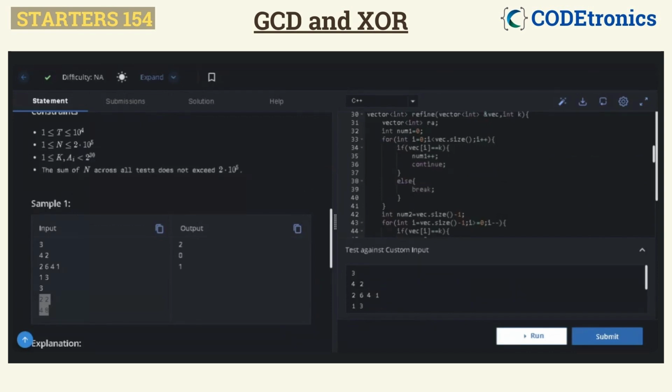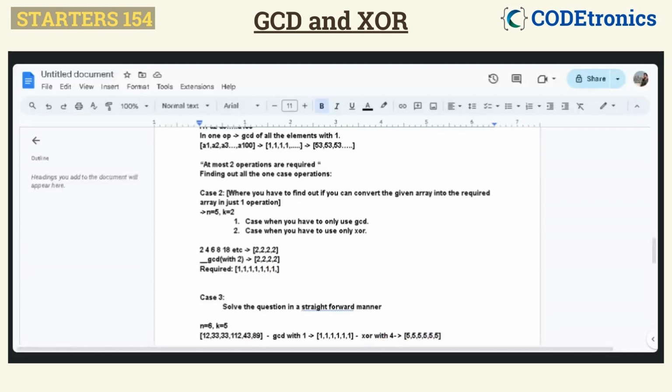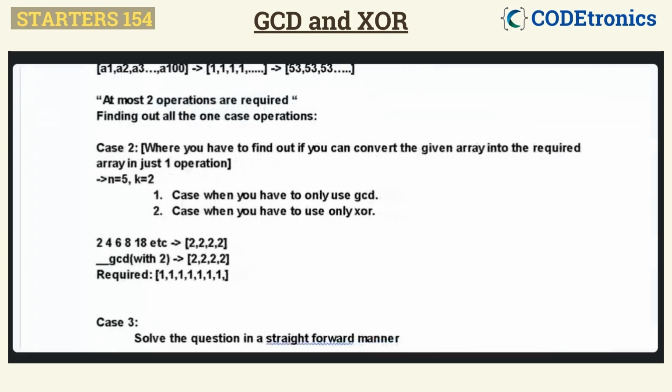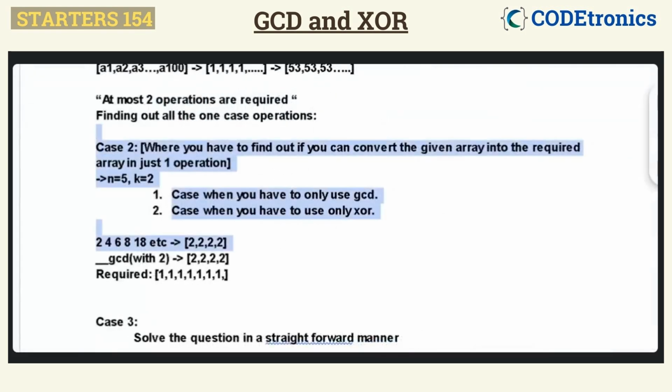Okay, so that's your doubt, right? Okay, let me just take you to the doc once. Just a second. Okay, so this is case 2 where we have to find out for the single operation, and this is the case where you have to use only GCD. So why am I using K? That's your question, right? Yes, sir.